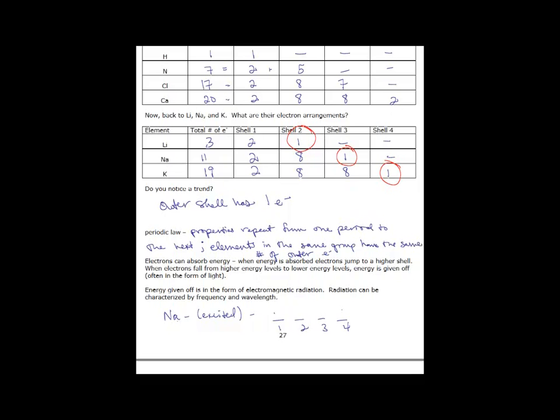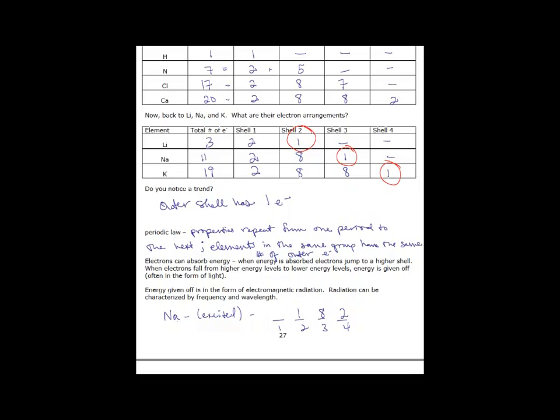Now 2 electrons are parked here, 8 electrons are parked here, and 1 electron is parked in the next shell. So this just gives you an idea that these electrons jump to higher energy levels.